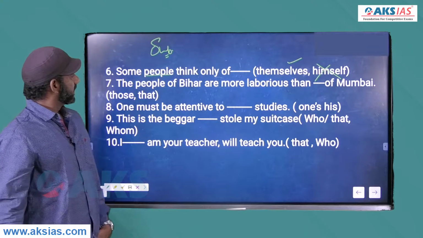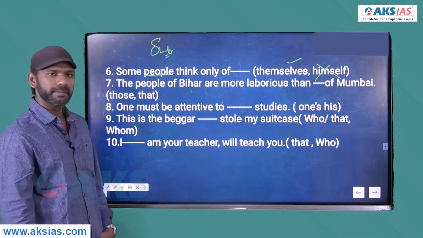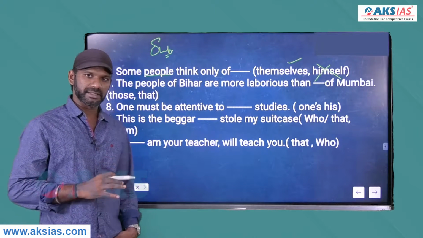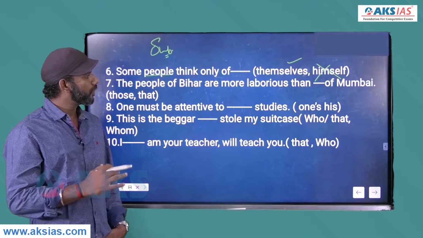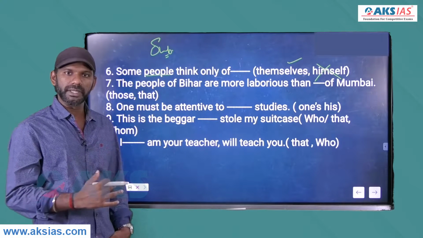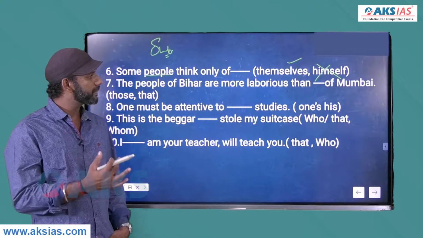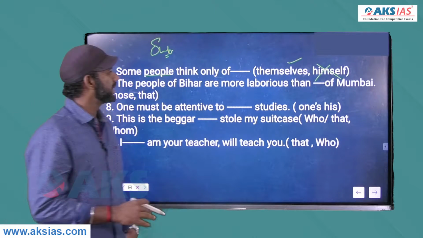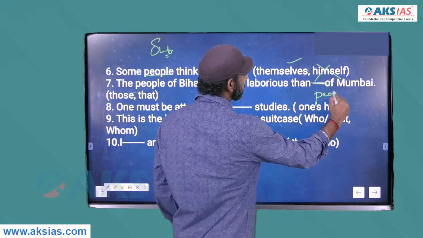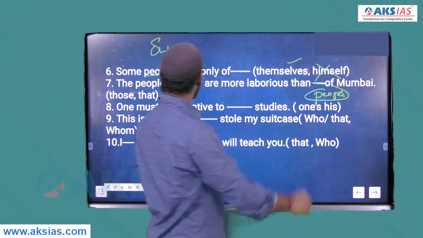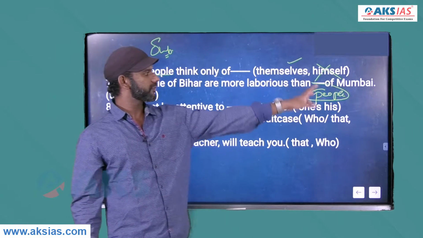Come on next. The people of Bihar are more laborious than dash of Mumbai. Understand the meaning of a sentence, right? The meaning of this sentence is, the people of Bihar are more laborious than the people of Mumbai. So this blank stands for the noun people.